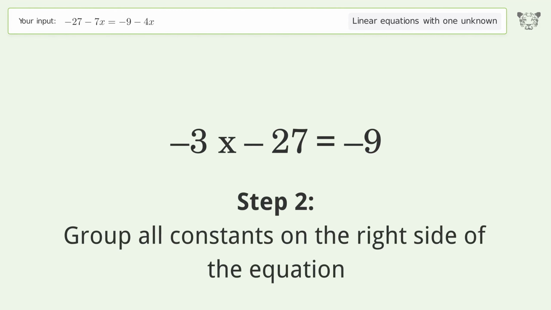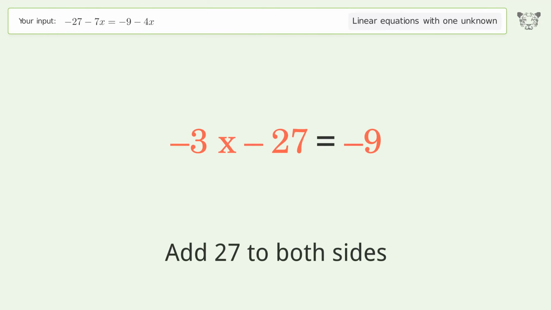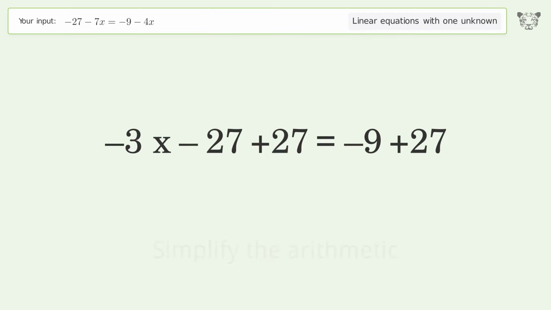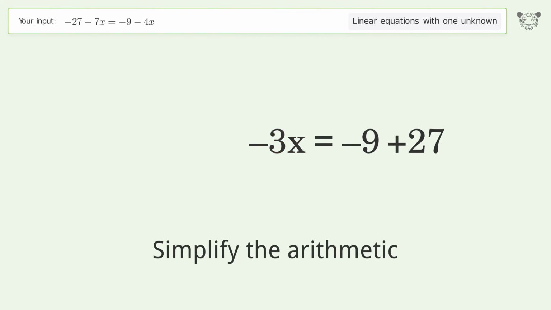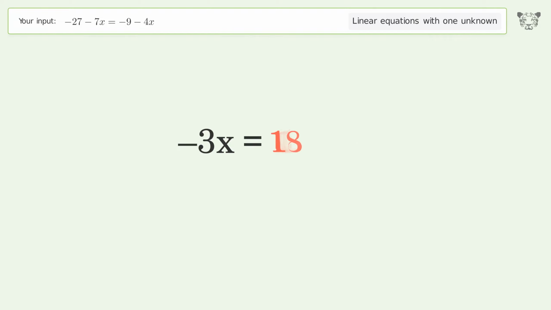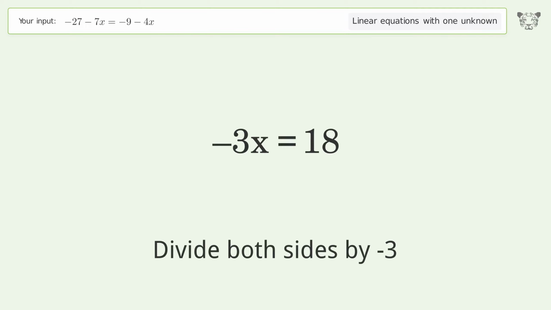Group all constants on the right side of the equation. Add 27 to both sides. Simplify the arithmetic. Isolate the x. Divide both sides by -3.